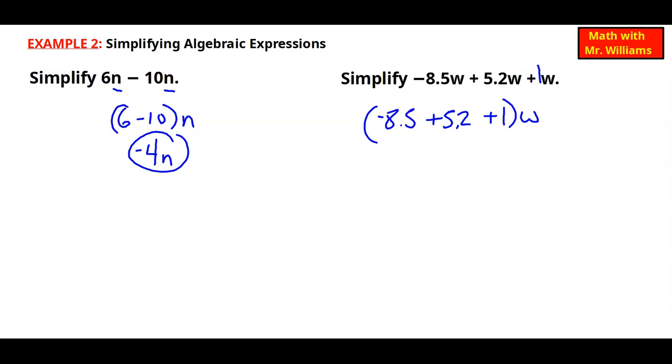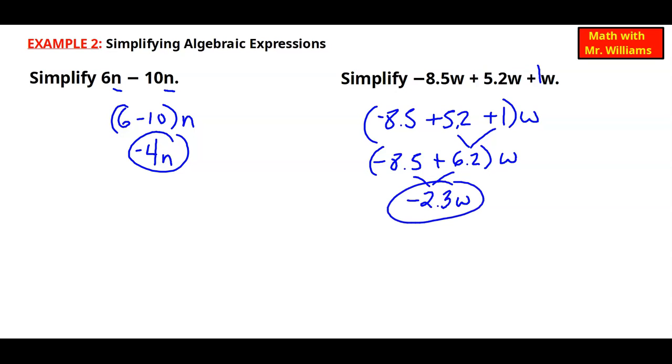Okay, so let's go ahead and combine our positive terms here. So we have negative 8.5 plus a positive 6.2 when we add 5.2 plus 1. Bring down our w. Now we're going to go ahead and combine our negative and positives, giving us a negative 2.3 is our number answer. And we bring down the w, giving us an answer of negative 2.3w as our final answer.